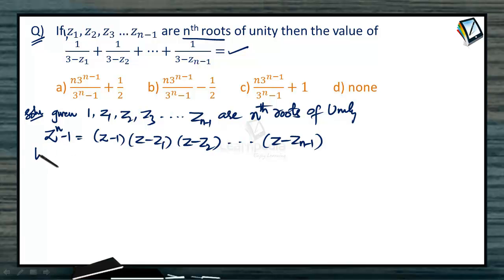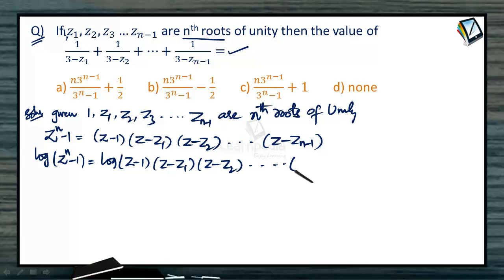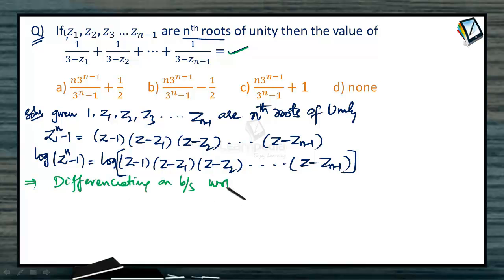So if I take a logarithm on both sides, log of z power n minus 1 is equal to log of z minus 1, z minus z1, z minus z2 and so on up to z minus zn minus 1. This is the expression after taking log on both sides. To get what we need, let us differentiate on both sides with respect to the variable z.